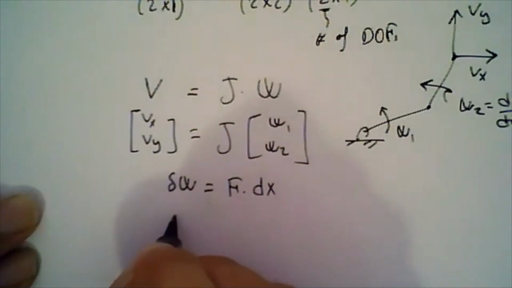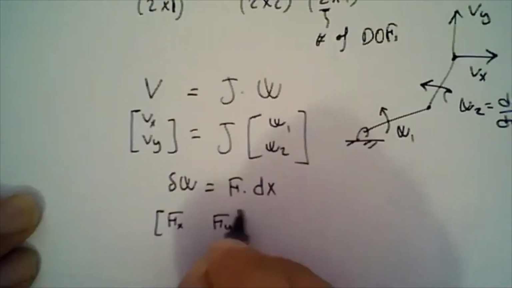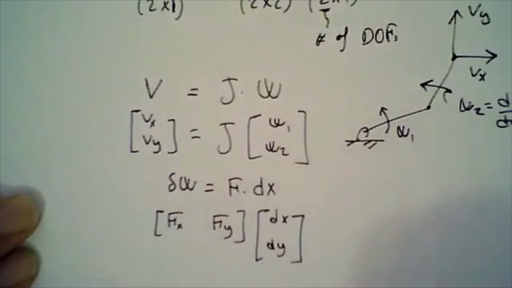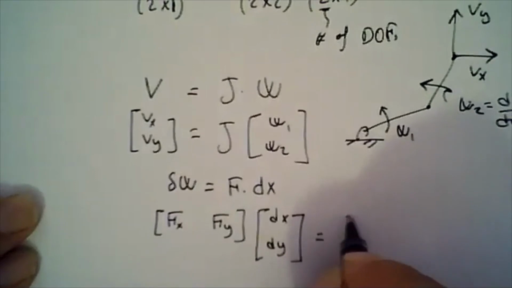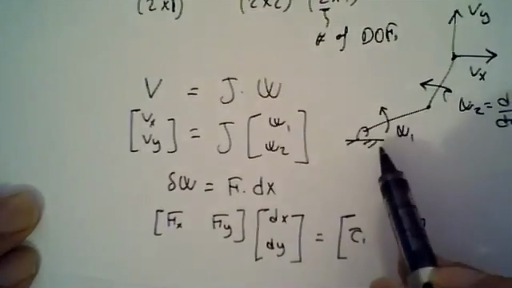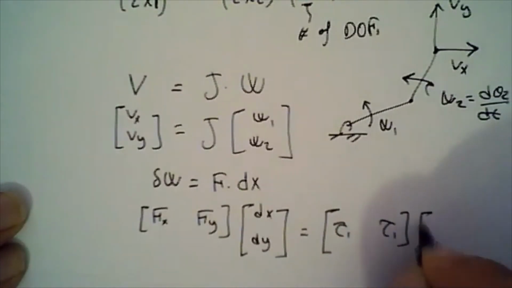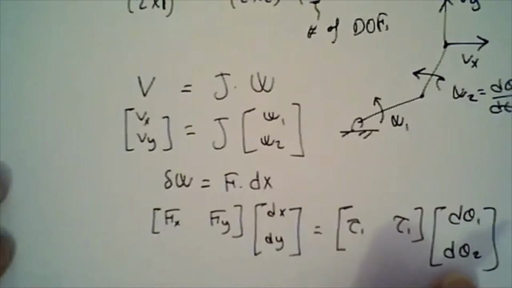So it will be equal to, I can write that like this, fx fy multiplied by dx dy. You guys agree? And this work, which is equal to fx dx plus fy dy, must be equal to the work done by the motors. So the work done by the motors must be equal to the work done by the end effector. So this guy is d theta 1 and d theta 2.